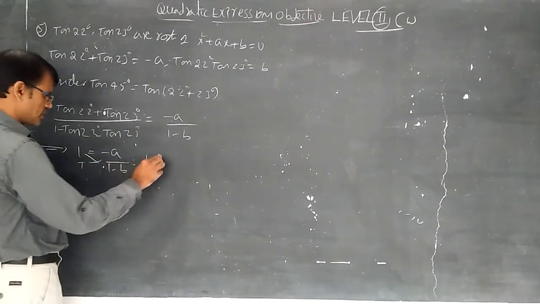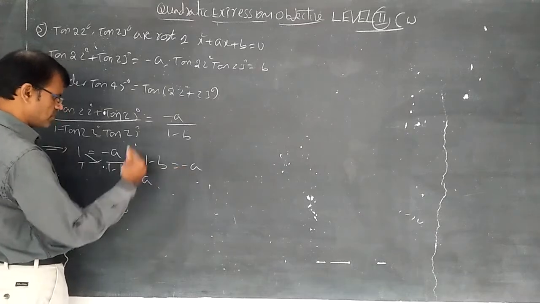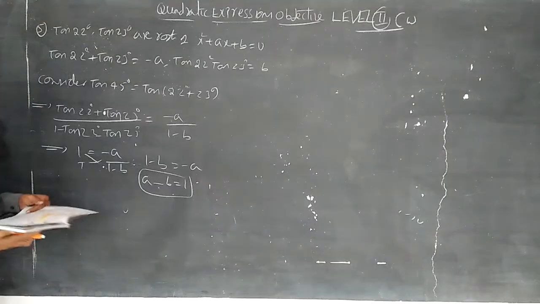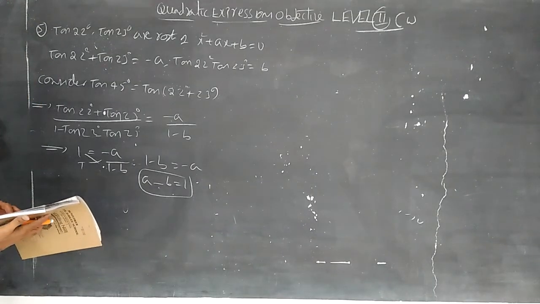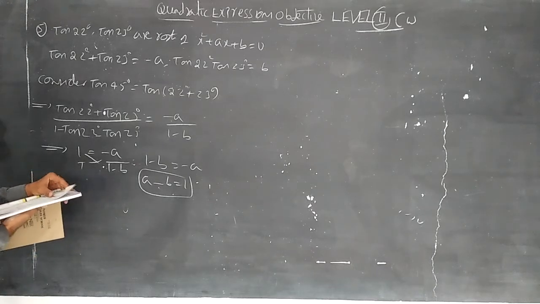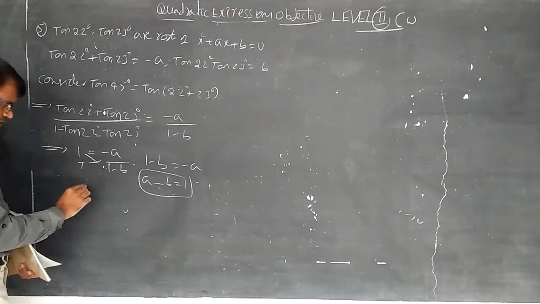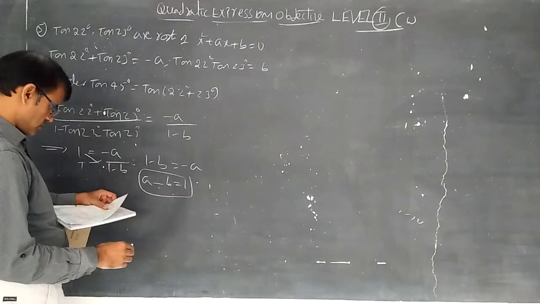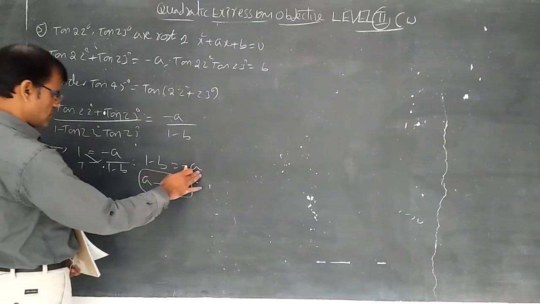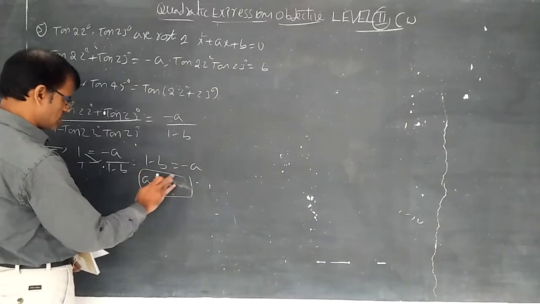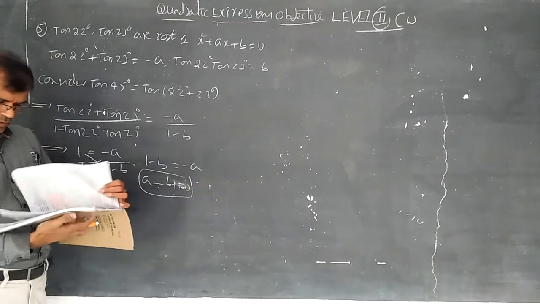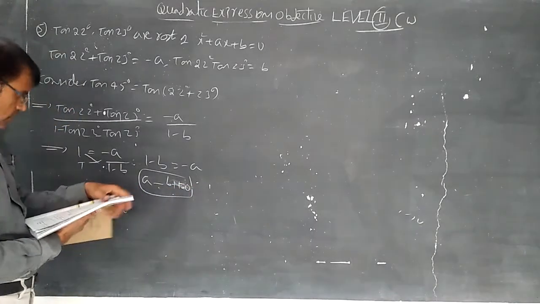Taking cross multiplication, 1 minus b is equal to minus a. Taking the terms to this side, a minus b plus 1 equal to 0. So the answer is option 2. That was the 5th question.